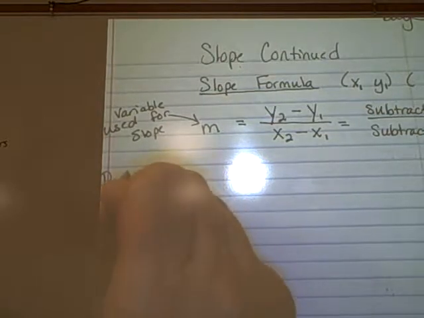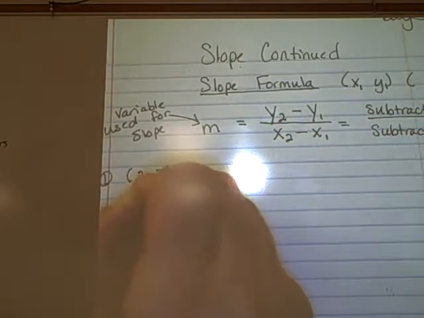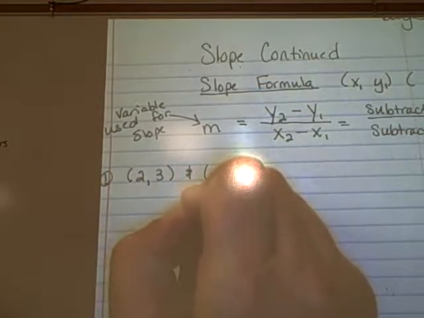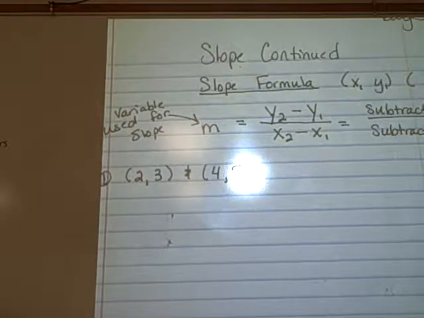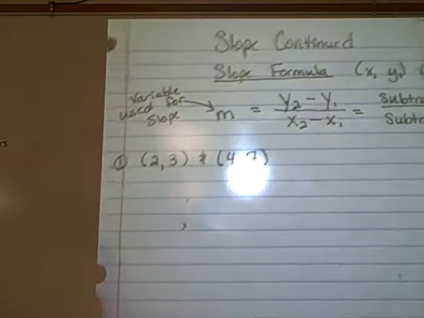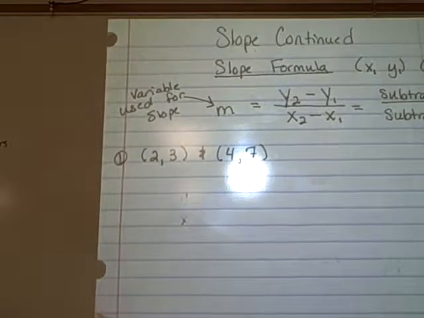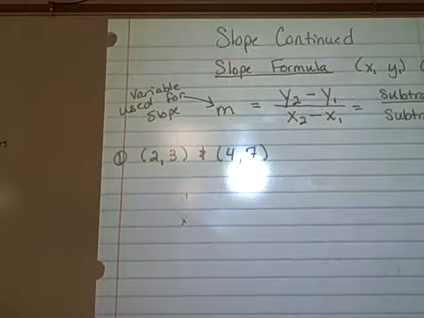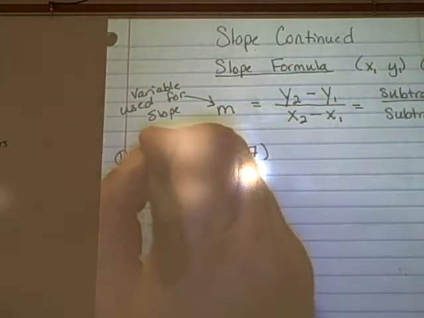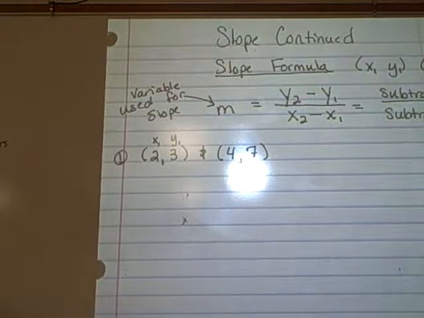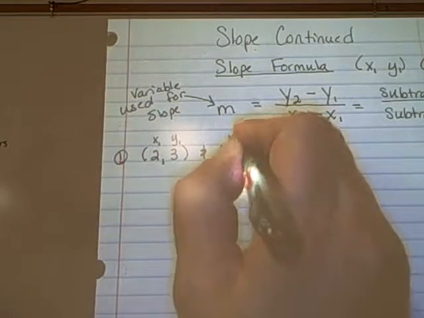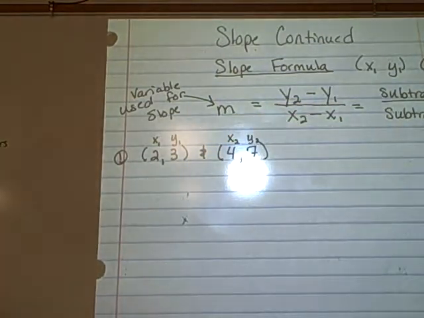Okay, number 1. My 2 points are 2, 3, and 4, 7. What I want you to do first is go ahead above those, label them. This one's x1, this one's y1. So the first point is x1, y1. The second point, x2, y2.